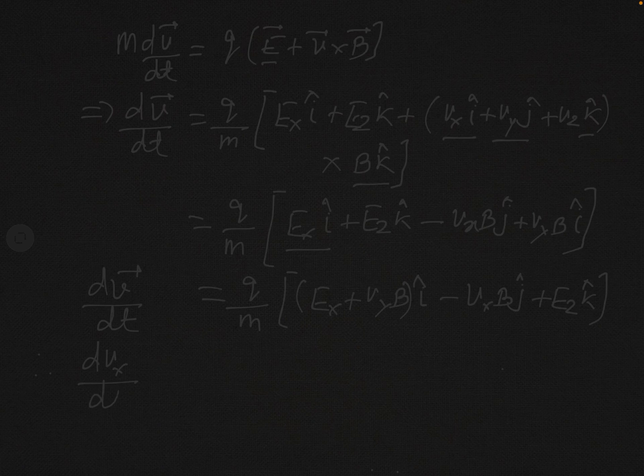Therefore we can write dvx by dt. This is the x component of dv by dt, and this will be equal to q over m into Ex plus Vy into B. Now as we know, the Larmor frequency, which we have denoted by the symbol omega c in the first lecture, is equal to mod of q into B over m.